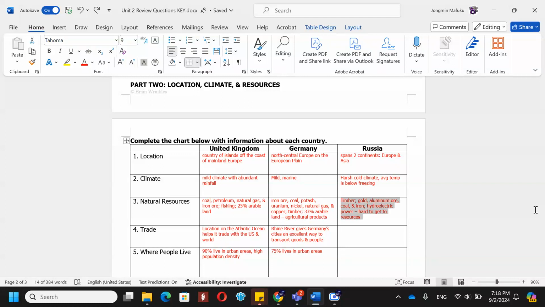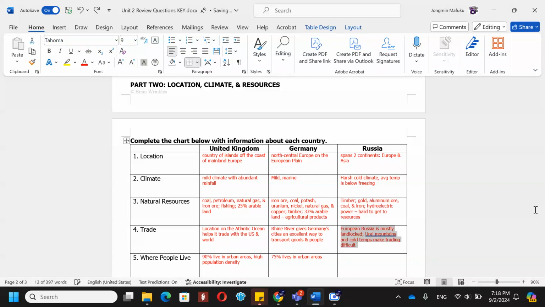Most of Russian land is permafrost, meaning it's cold, so it's hard for them to get to good locations to trade. Now, for trade, European Russia is mostly landlocked due to permafrost. The Ural Mountains are where they used to trade. A lot of the coal, gold, and aluminum come from the Ural Mountains, where people mine.